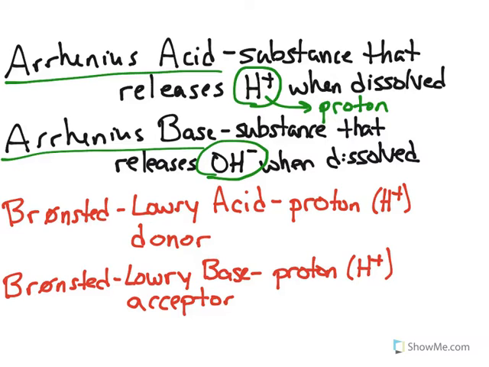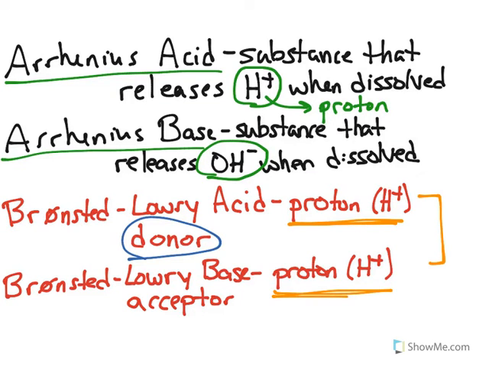Those definitions are okay, but it's far better to think throughout this unit in terms of Bronsted-Lowry acids and bases instead. A Bronsted-Lowry acid is simply something that donates that hydrogen ion or donates that proton, and the Bronsted-Lowry base is what accepts that proton. You can't have a Bronsted-Lowry acid without there being a Bronsted-Lowry base, because if something is going to donate the proton, something has to be there to accept that proton.